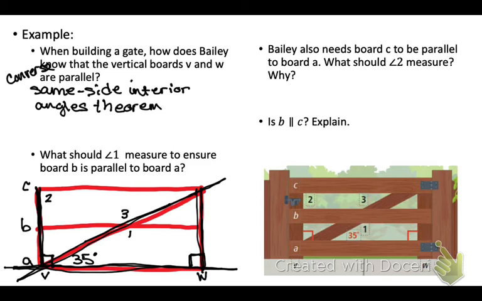Okay, so the question is, how does she know that V and W are parallel? Well, she knows because of the same side interior angle theorem, correct? Yes. And 90 plus 90 is what? 180. So we're good there. That answered that question, yes?